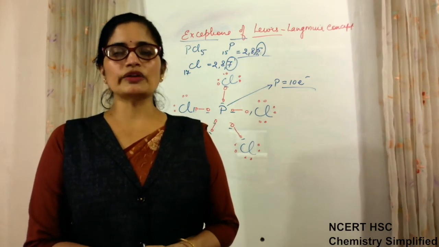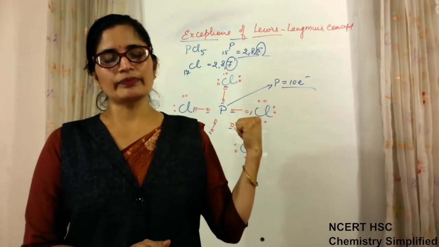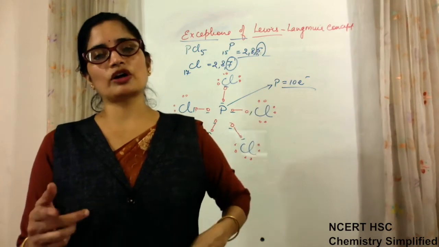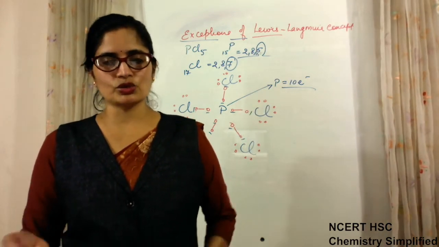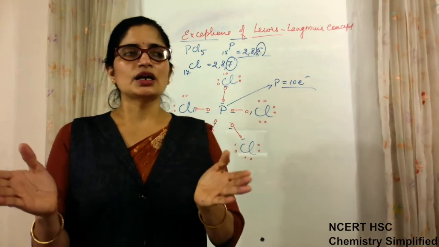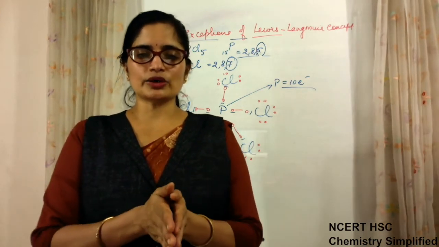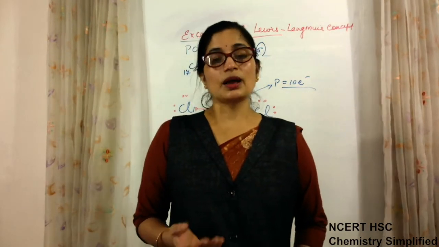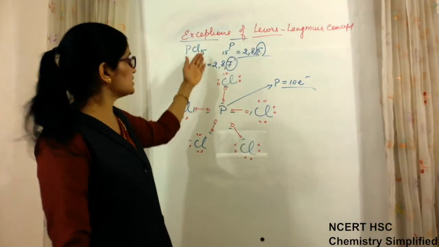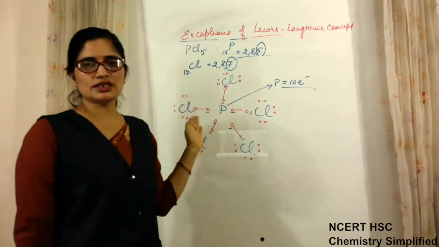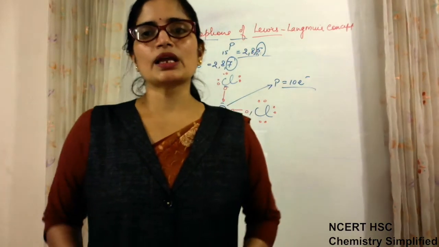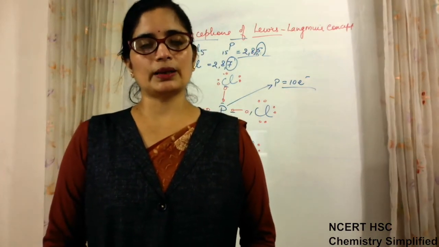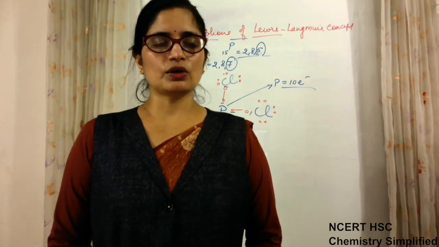So the first theory, which was given by Lewis Langmuir, was this only, explaining how the formation of these bonds has taken place. They followed this method: they totaled the valence electrons and then distributed them in such a manner as to complete their octet. But because there were these 3 types of exceptions which we have seen just now, they could not be explained with the help of the Lewis Langmuir concept.